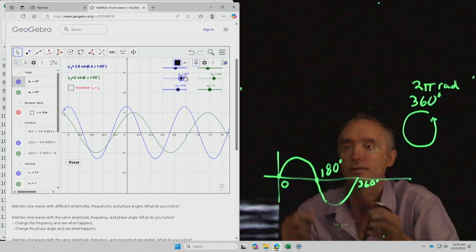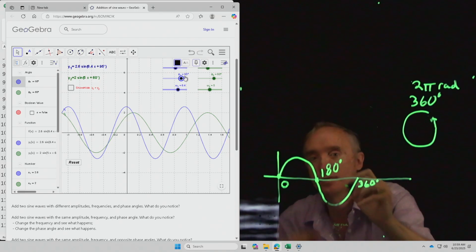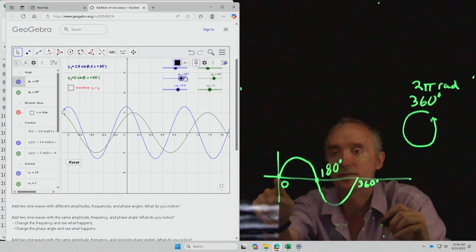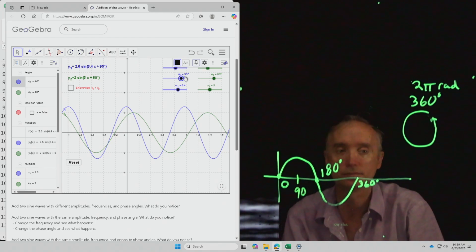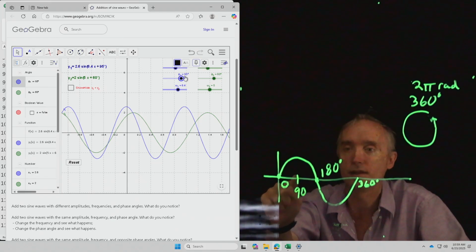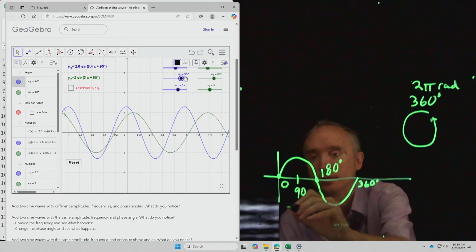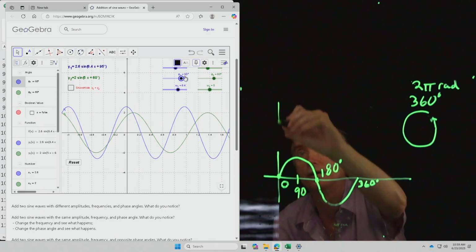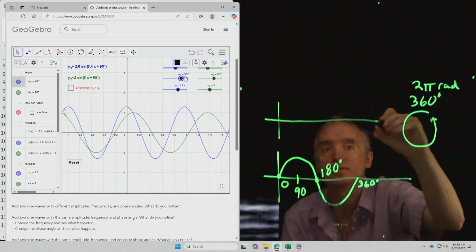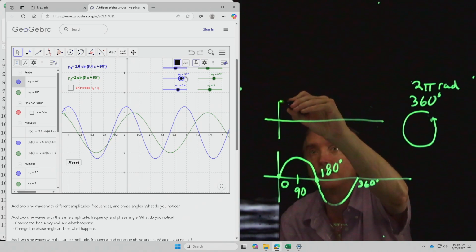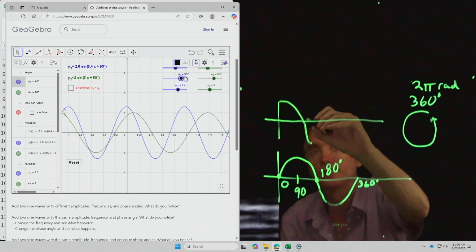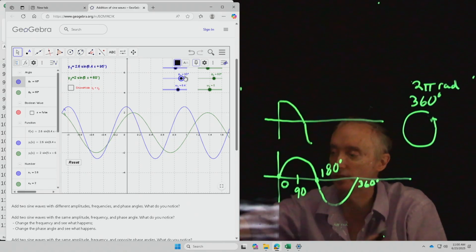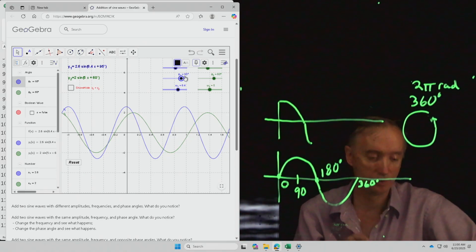So if this is 180 and this is 0, then halfway in between is going to be 90 degrees. And so I can take this and slide it over. So again, how about if I put it up here? So I could start my wave up here, and then it's going to go down.